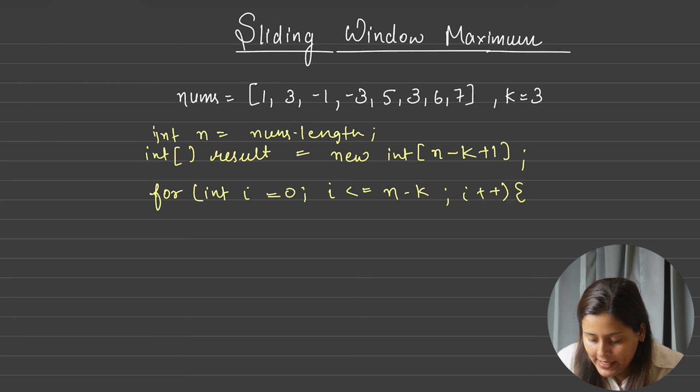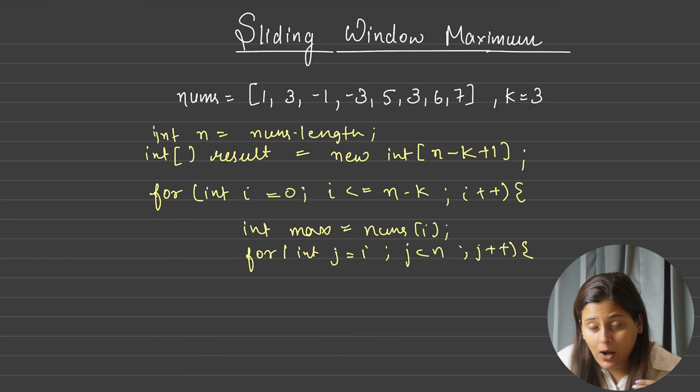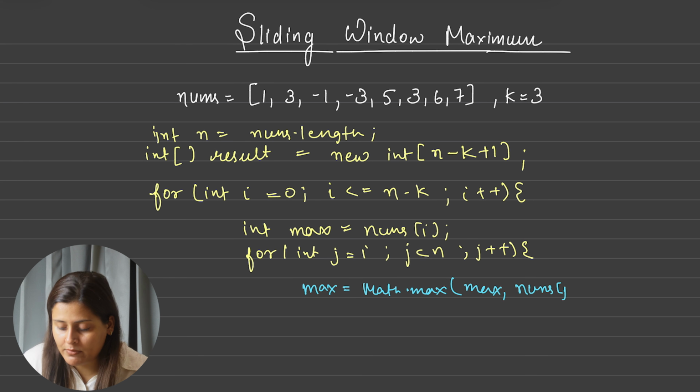So can I initialize the max variable here, and I will say nums of I is the maximum, let's suppose. Now I want to run my j loop from where? From I till where? j less than n, of course, and then j plus plus, and inside this I will calculate what is the maximum. How can we do that? We can simply say max is equal to Math.max of the current maximum or the nums of j index value.